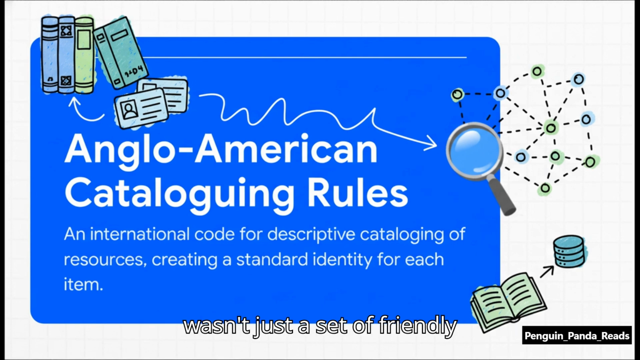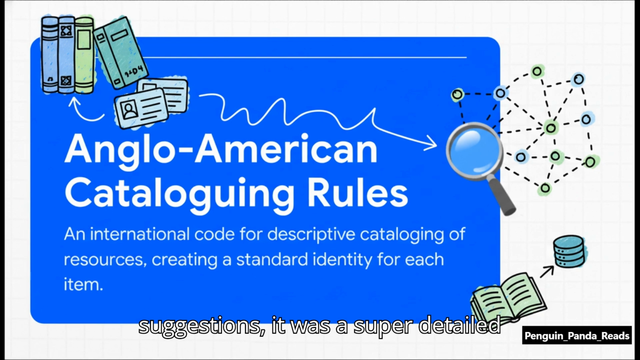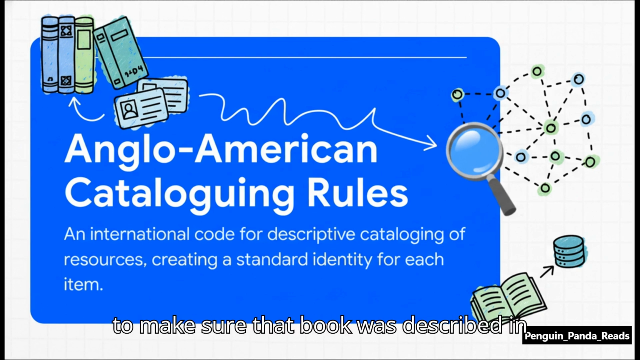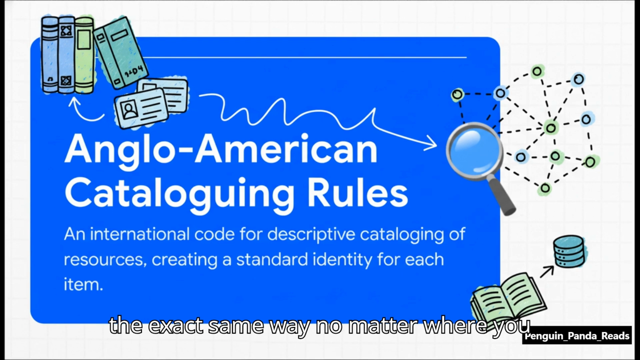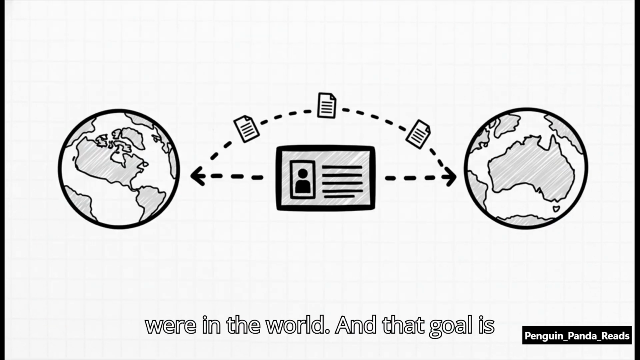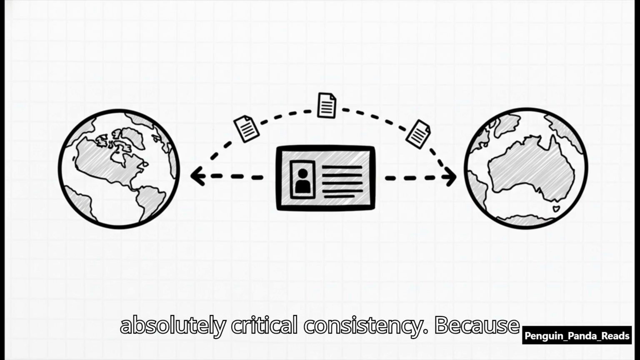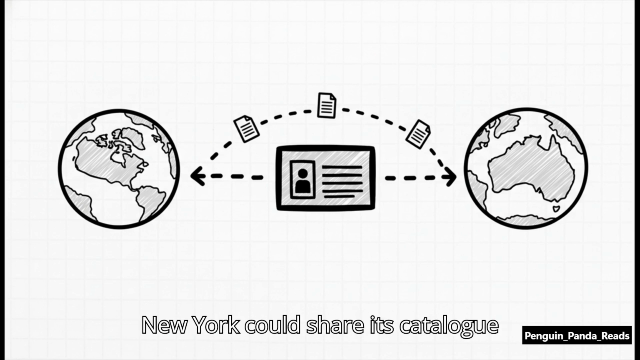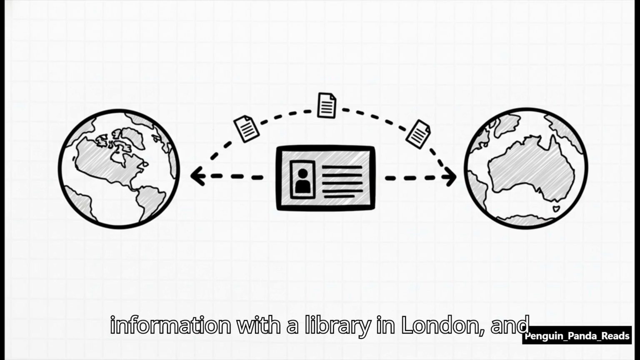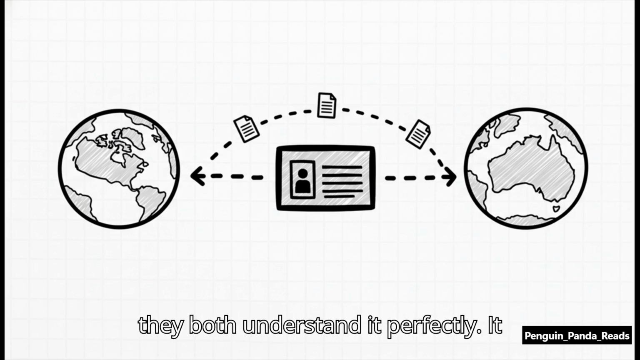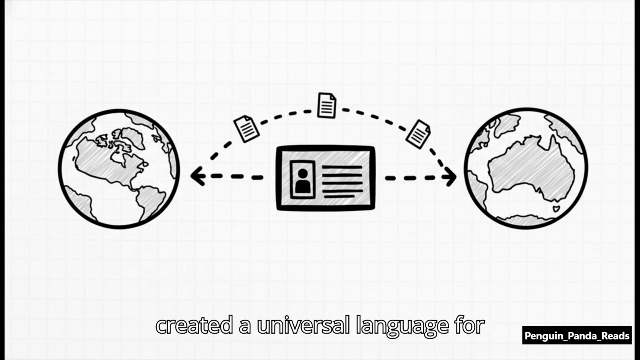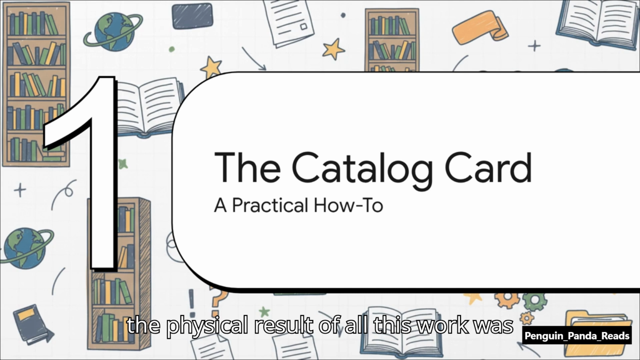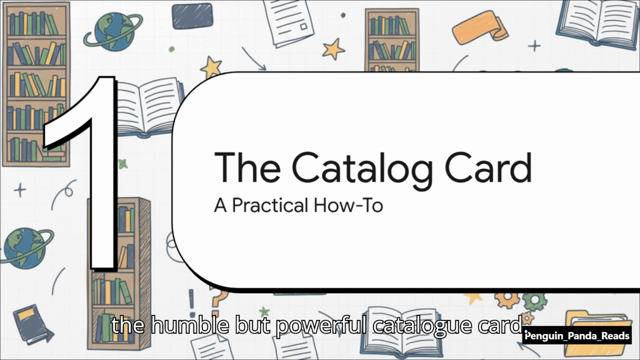This wasn't just a set of friendly suggestions, it was a super detailed international code. The whole point was to make sure that a book was described in the exact same way no matter where you were in the world. And that goal is absolutely critical. Consistency. Because of this shared set of rules, a library in New York could share its catalog information with a library in London, and they'd both understand it perfectly. It created a universal language for describing knowledge. And for decades, the physical result of all this work was the humble but powerful catalog card.